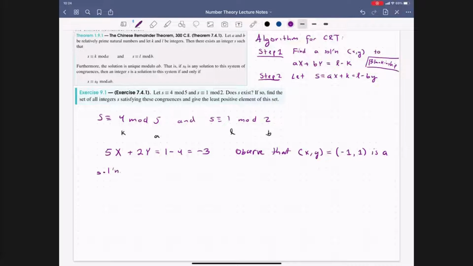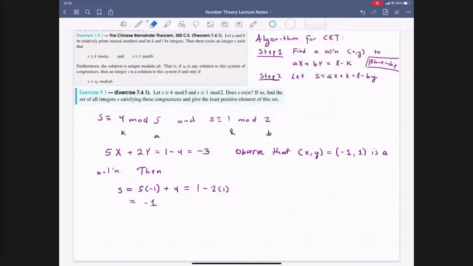Now step 2 tells us that the solution we want is s, which is going to equal ax, so in this case 5 times negative 1, plus k, which is 4. But we could also do it, and this is good to do just for checking and making sure there are no arithmetic errors, with L minus by. We should get back the same exact answer. So if we did this with L minus by, we will have 1 minus 2 times 1. In both cases, of course, this gives us back negative 1, and so that's going to be our value for s. This is unique. So this is our s.